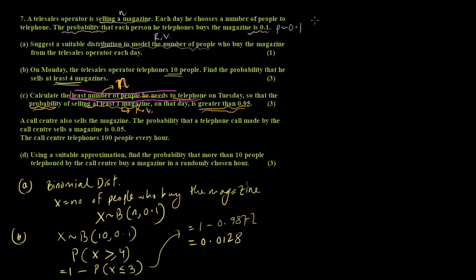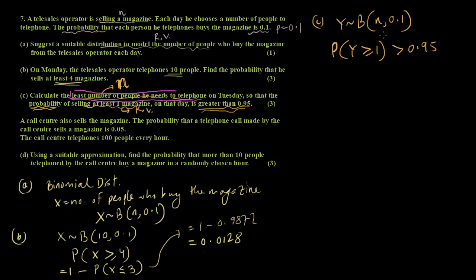So let's do this. Question C, let me write Y over here. Again, n is unknown, the probability of success is 0.1. What we have to do is find the probability, it's written, of at least one person. So Y is greater than or equal to 1 and the probability is not equal to 0.95, the probability is greater than 0.95. This is an irregular question.